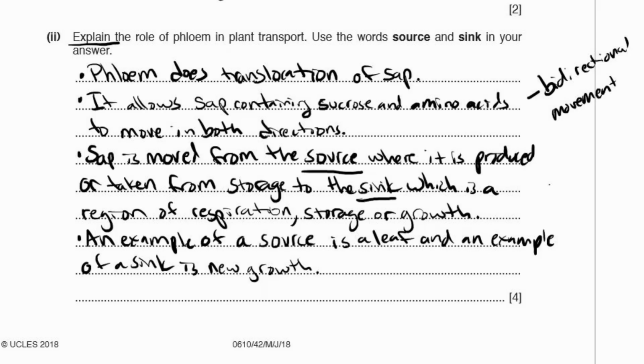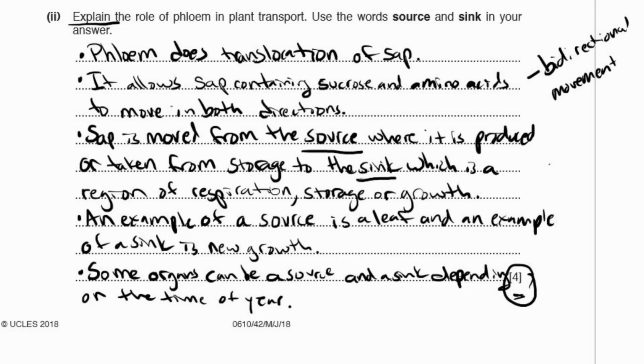At other times of the year, say the spring, when you don't really have any leaves, the source will be, say, a root or a tuber, and the sink will be the new growth. So these things can change. So some organs can be a source and a sink depending on the time of year. So say a root or a tuber can be the sink in the fall. So it's trying to store extra energy in the fall. And in the springtime, when there's no leaves on the plant, it is now the source, because that's where all the sugars to make new growth are from.